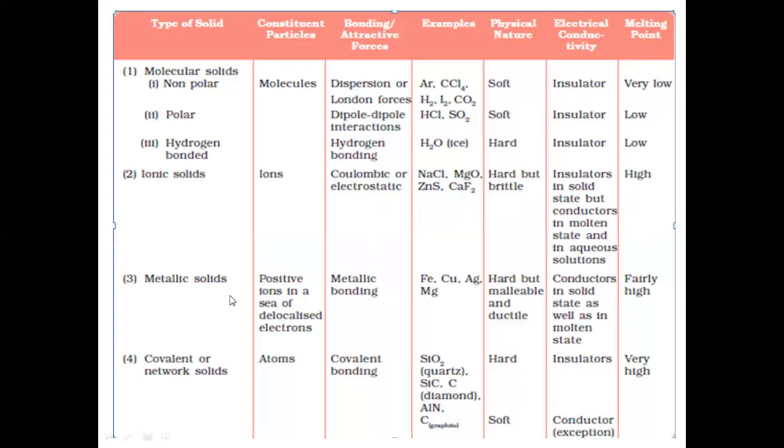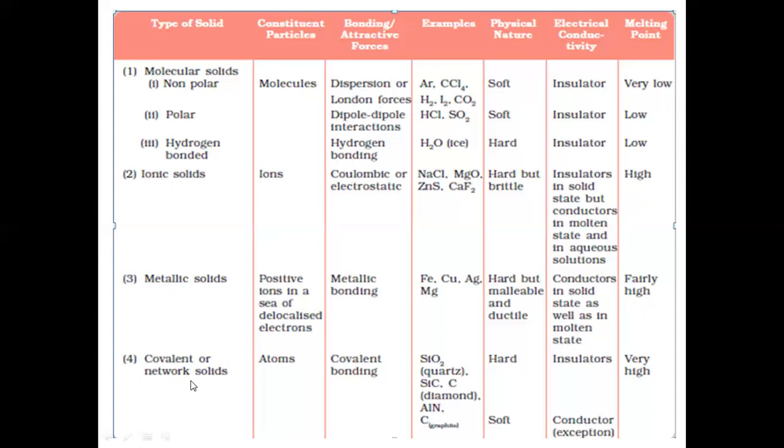Here, the metallic solids, the constituent particles in metallic solids are positive ions in a sea of delocalized electrons. The bonding is metallic bonding. Examples are iron, copper, silver, magnesium. They are hard but malleable and ductile if we see the physical nature. And if we go through the electrical conductivity of such metallic solids, then these are good conductors of heat and electricity in solid state as well as in molten state, and their melting points are fairly high.